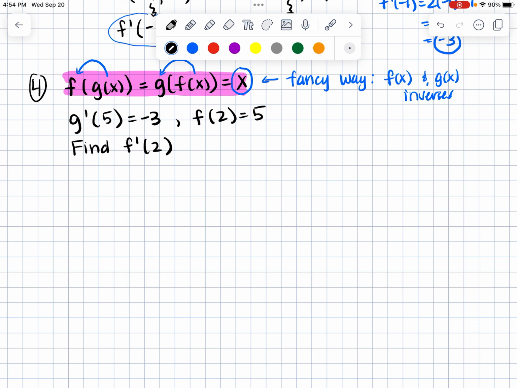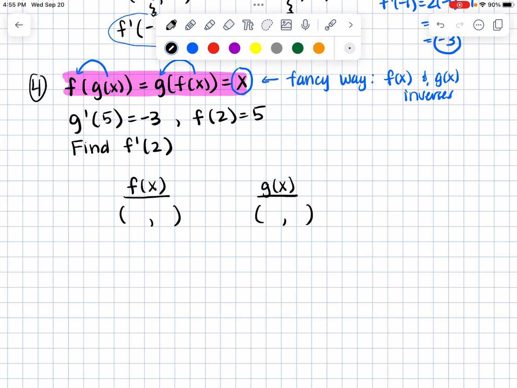And you guys, this problem is literally one of my favorite problems in the whole world. It's so much fun to see. Watch.